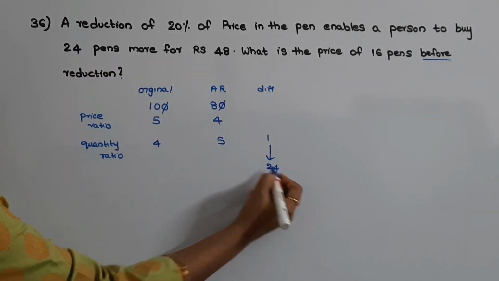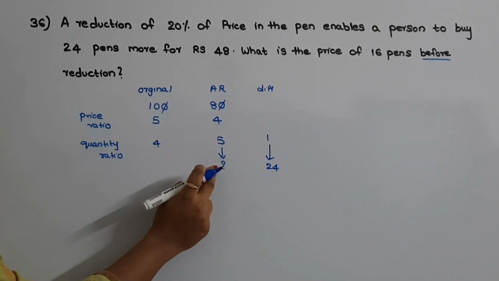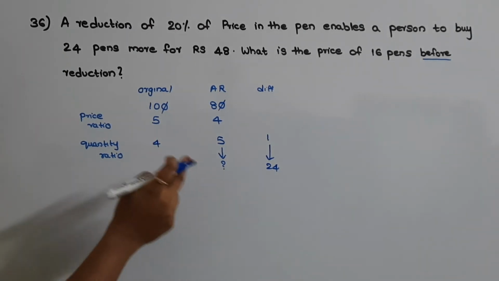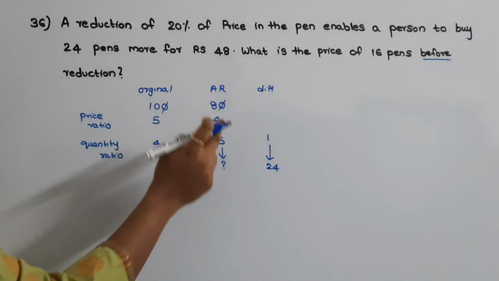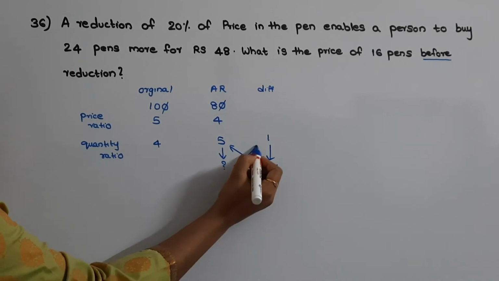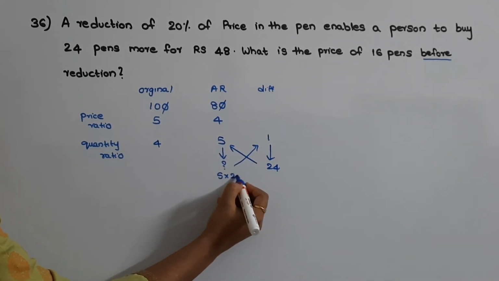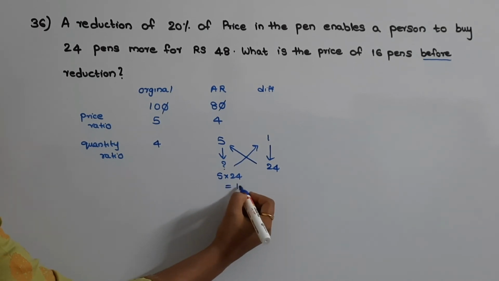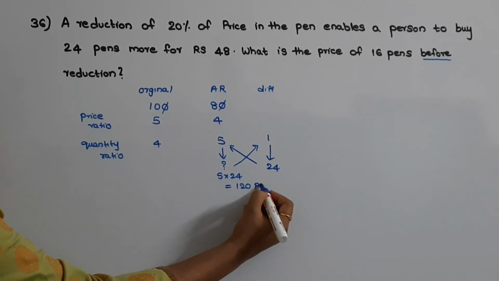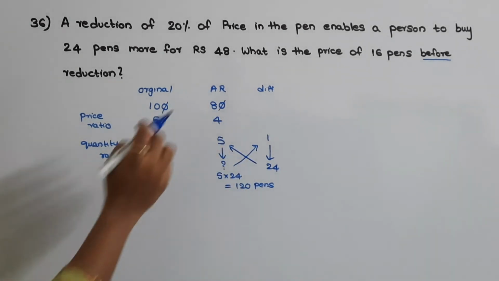Okay. Then how can we represent this 5? On finding this value, we will get the number of pens which the person can buy after reduction. Okay. So this we can find out by cross multiplying. That is 5 into 24 divided by 1. That will be equal to 120 pens. So the customer can buy 120 pens after reduction.